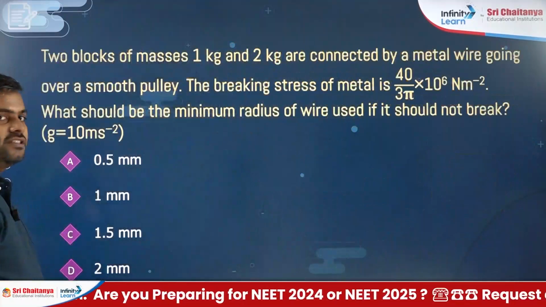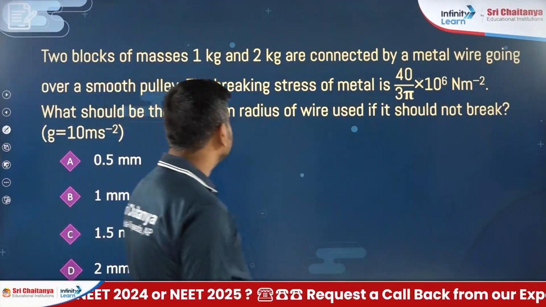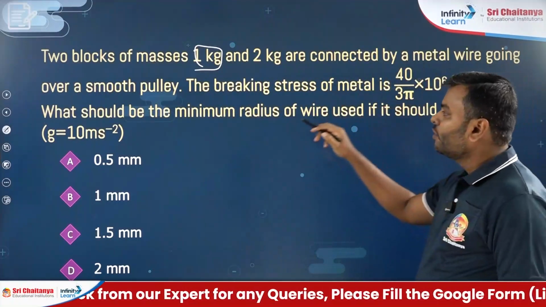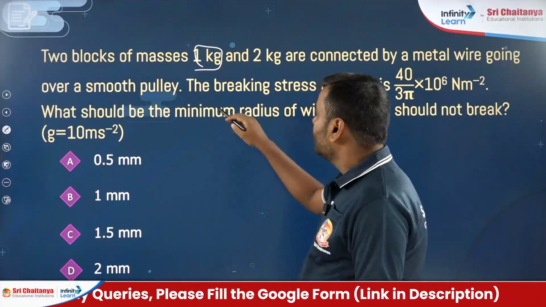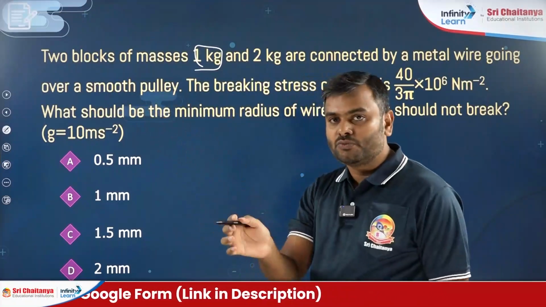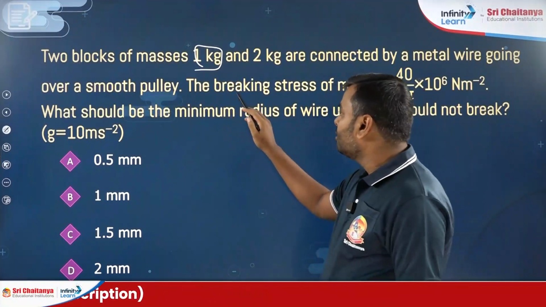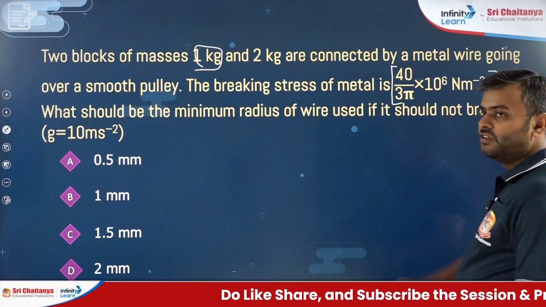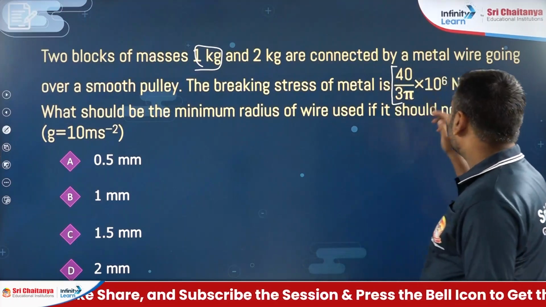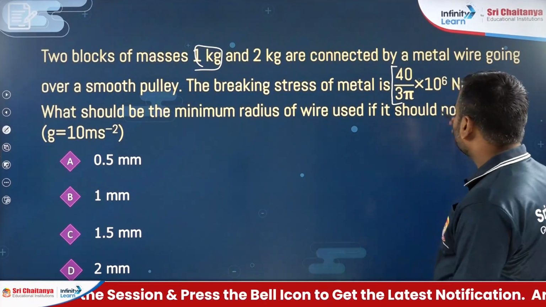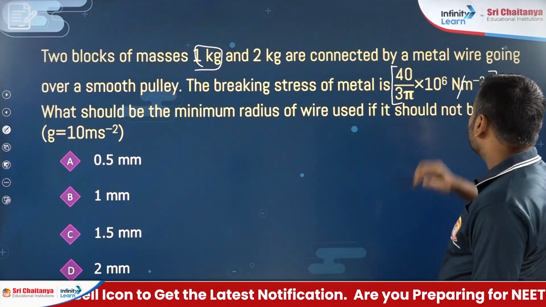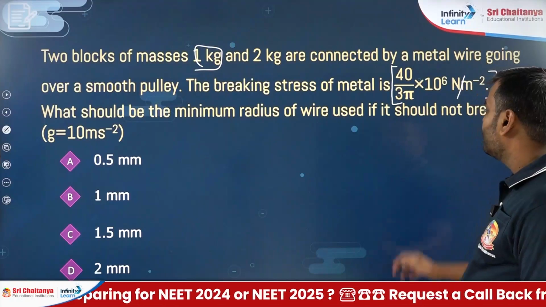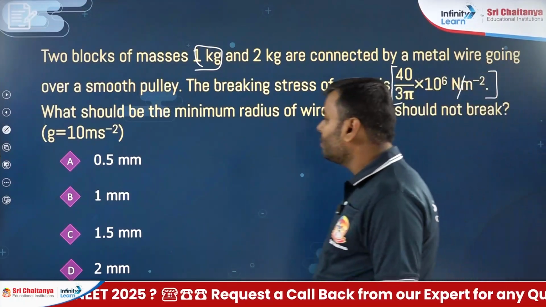The next question we have is: two blocks of masses 1 kg and 2 kg are connected by a metal wire going over a pulley, and that pulley is taken as a smooth pulley. Okay, there is no friction present in the pulley. The breaking stress of the metal is given as 40 divided by 3 pi into 10 to the power 6 Newton per meter square. What should be the minimum radius of wire used if it should not break?